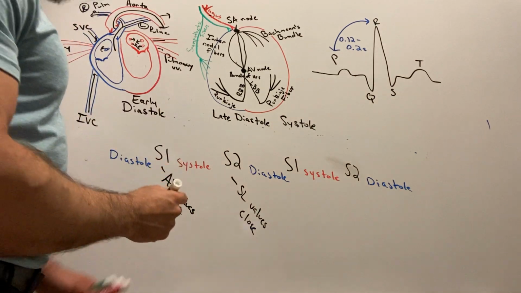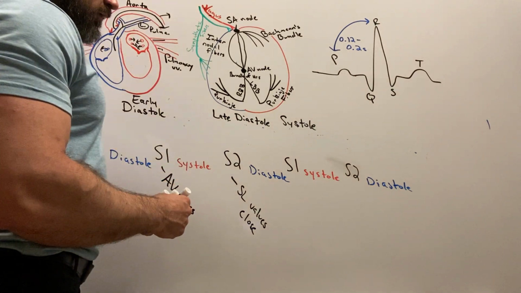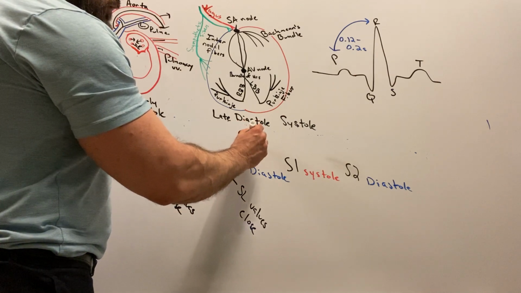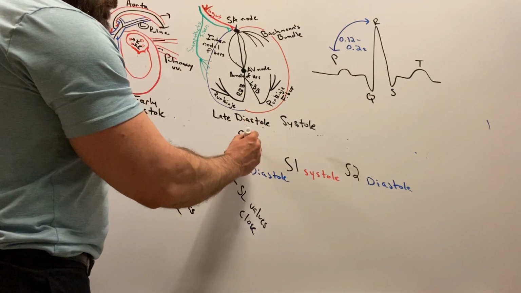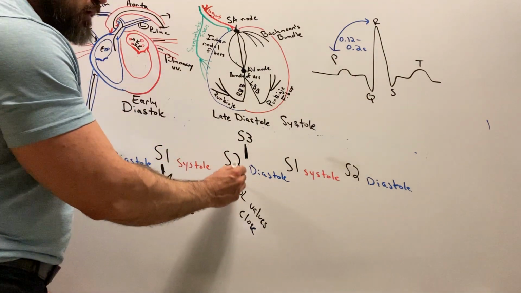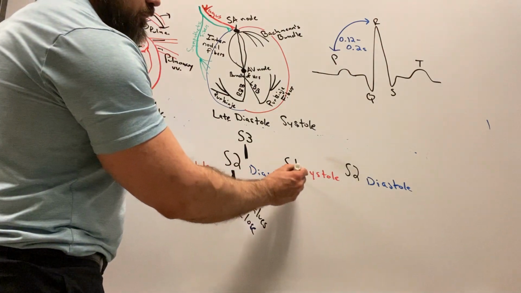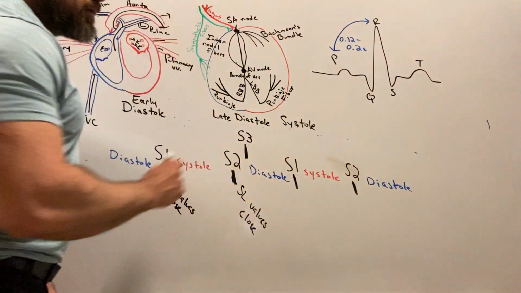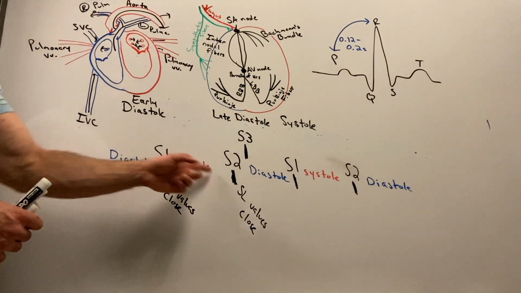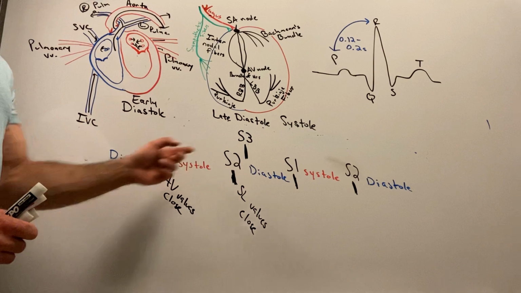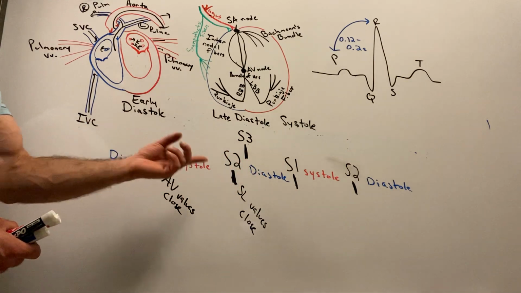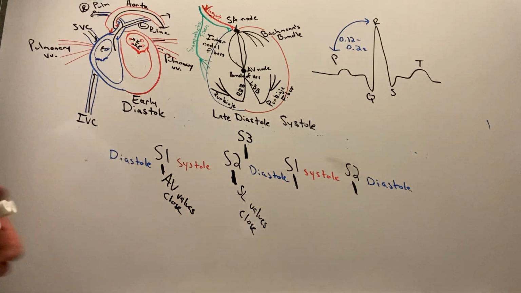Okay, so S3 is happening right after S2. Okay, so here's S1, S2, lub dub, lub dub. So S3 happens right after S2. Okay, so it's right after S2. So it's happening early in diastole.